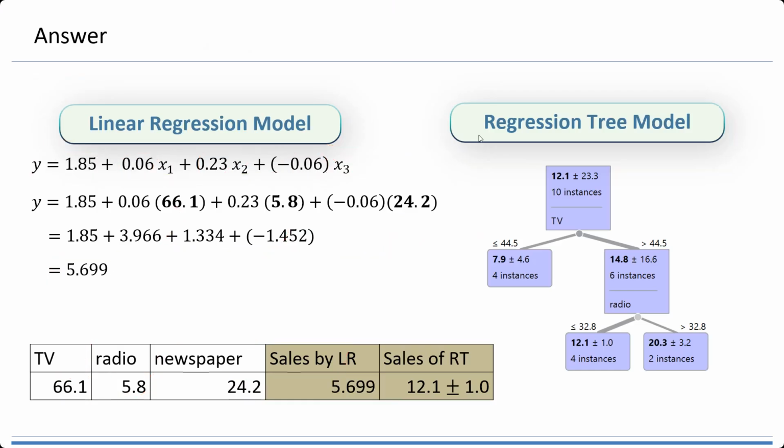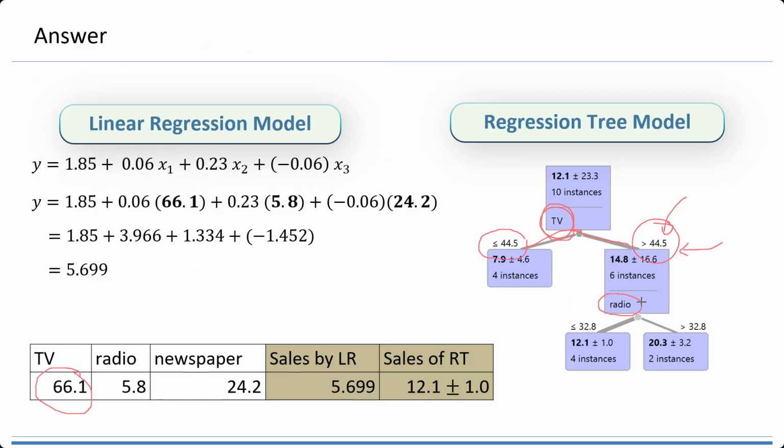What about with the regression tree? So we have this decision tree. How can we know the predicted sales? Then we will check the value. The first attribute that splits the condition is the TV budget. What is the TV budget? 66.1. So 66.1, is it less than 44 or higher than 44? It is higher than 44. We go to this section.